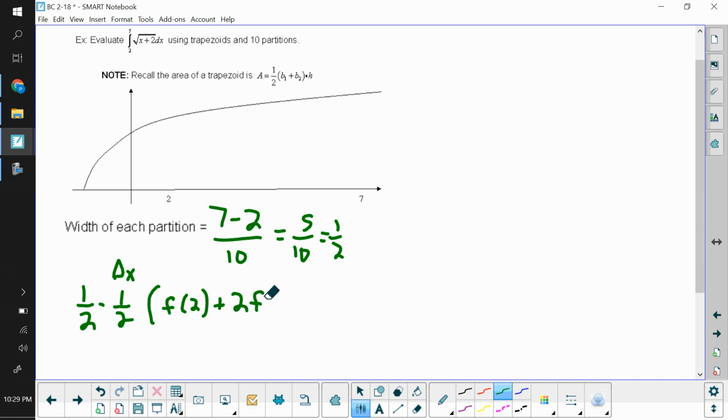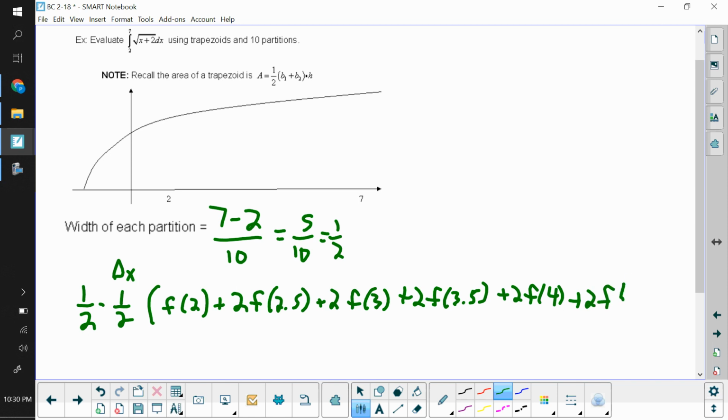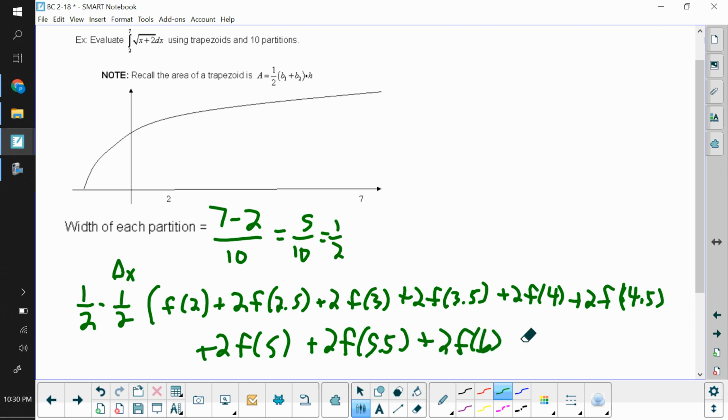So we're going to have 2 times f of 2.5 plus 2 f of 3 plus 2 f of 3.5, 2 f of 4, 2 f of 4.5, plus 2 f of 5, plus 2 f of 5.5, 2 f of 6, plus 2 f of 6.5. And then the last one, f of 7, remember that doesn't get the 2 in front because that was only used in one trapezoid.